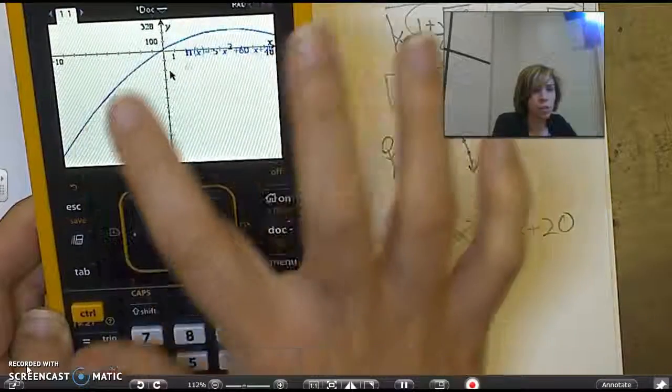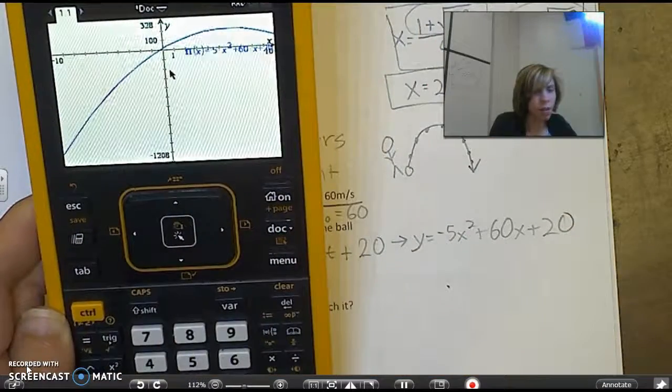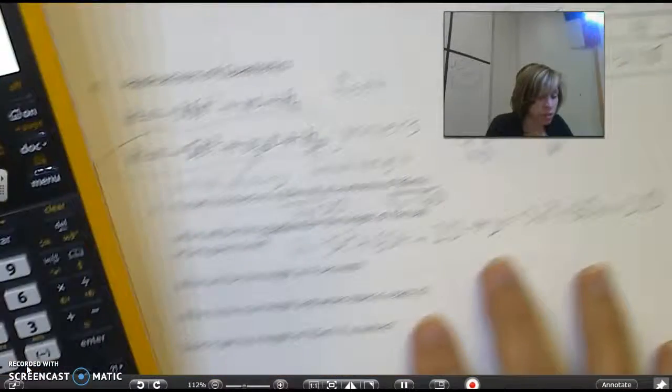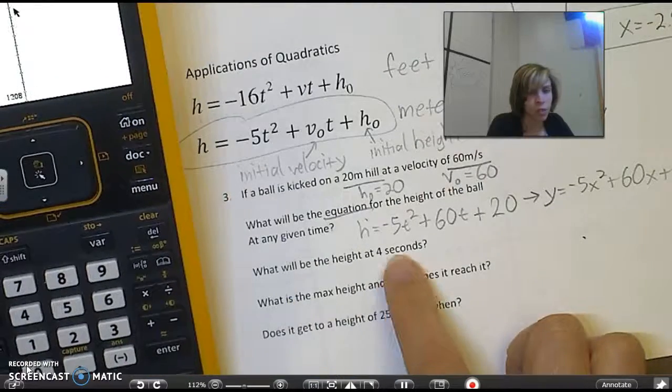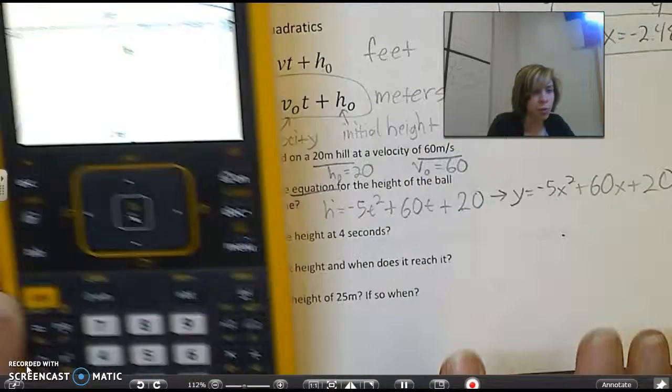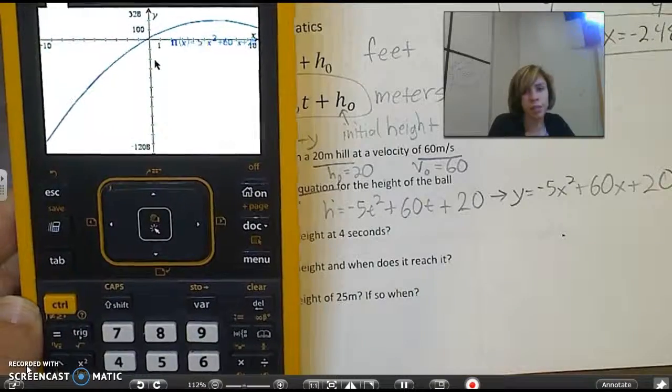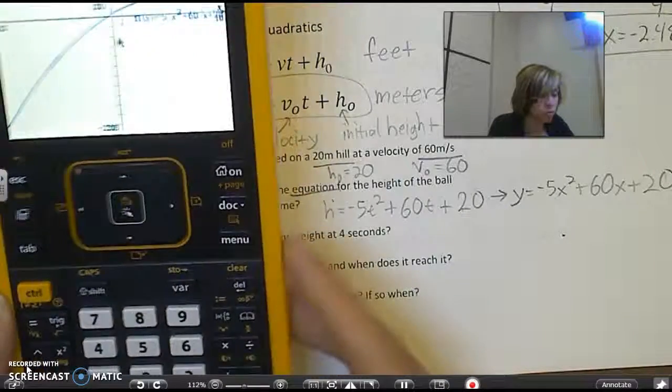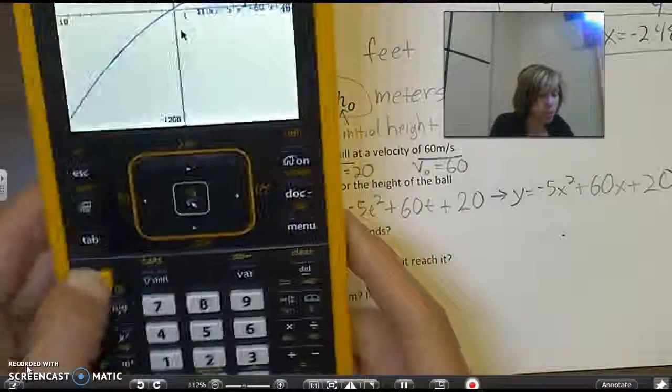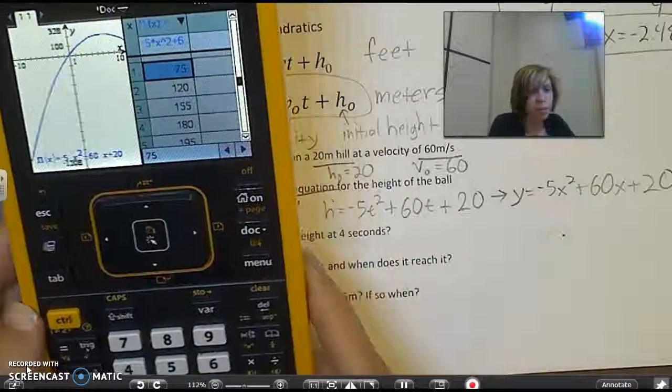Okay, so I got a nice curve here. So I'm going to go ahead and try to answer my questions now. What will be the height at 4 seconds? Okay, so that's a table question. It'll be easiest to use the table for this. So you're going to go to Control, which is your yellow button, and then T. That'll bring up the table.